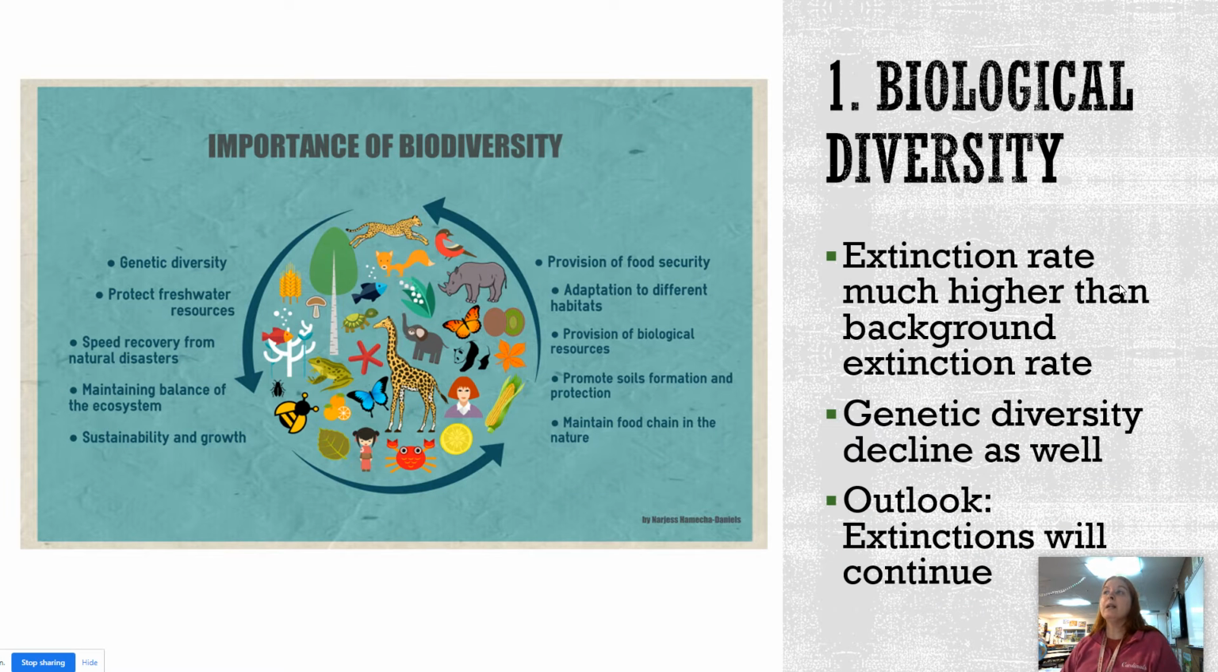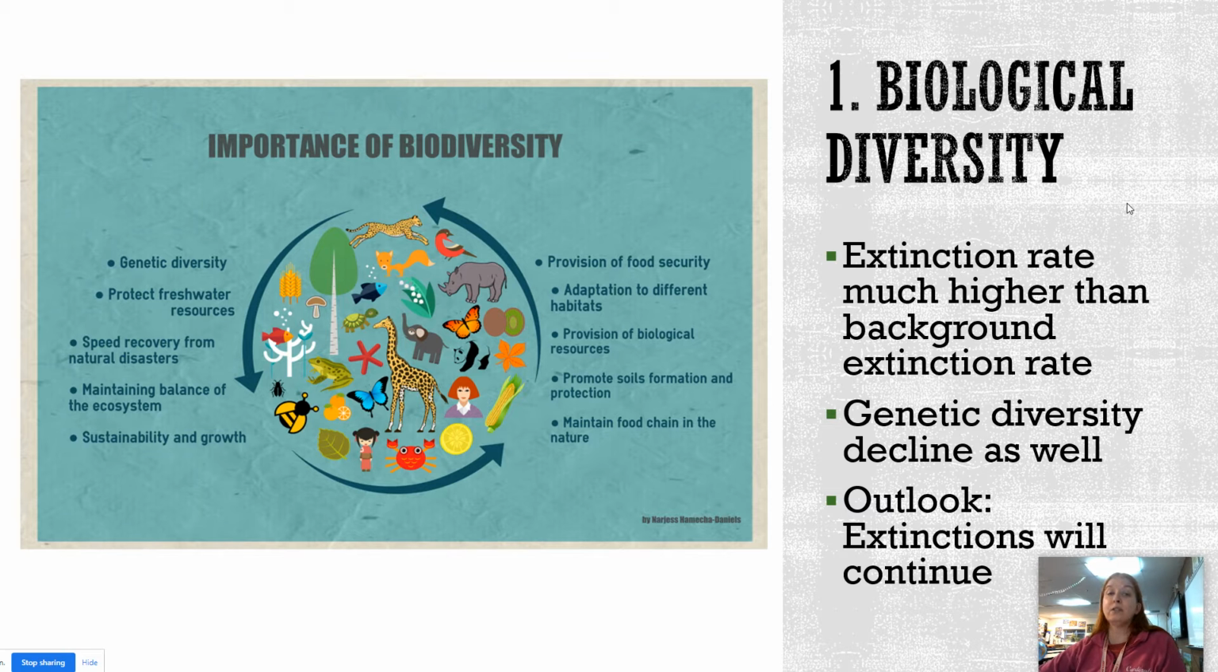So we're looking at biological diversity. So these are different global indicators that show us how sustainable we're being. So we need biodiversity, and we've talked about this in the past. We had a whole unit practically on it. So we need that genetic diversity. It helps protect freshwater resources, speeds recovery from natural disasters, maintains the balance of the ecosystem, sustainability and growth, food security, adapt to different habitats, provide biological resources, promote soil formation and protection, and maintain the food chain in nature.